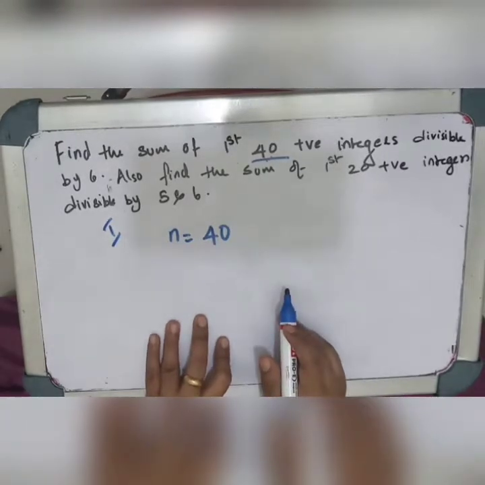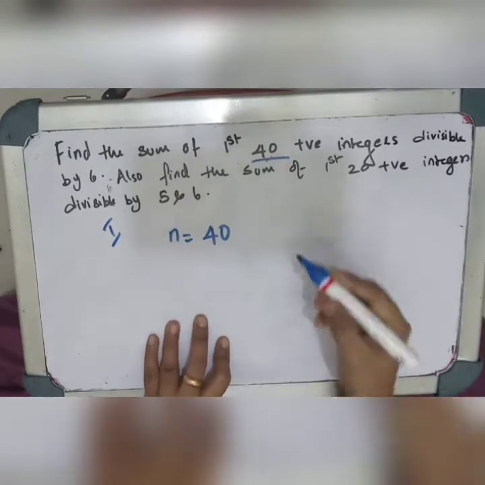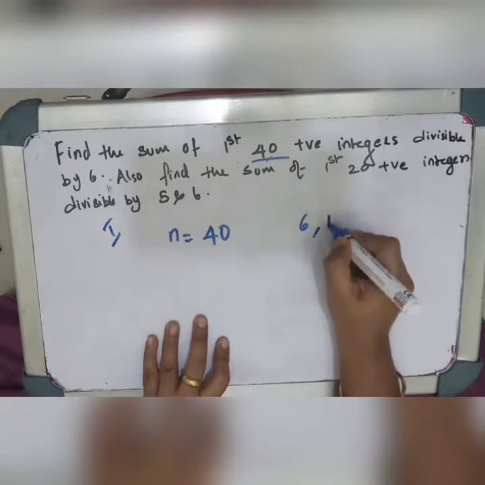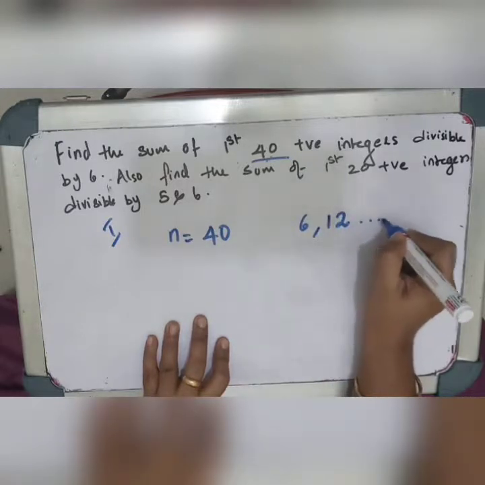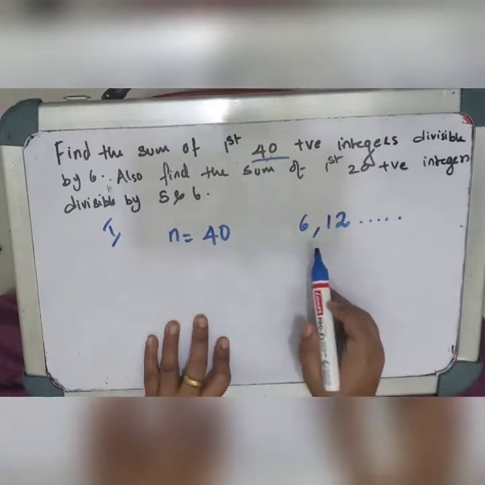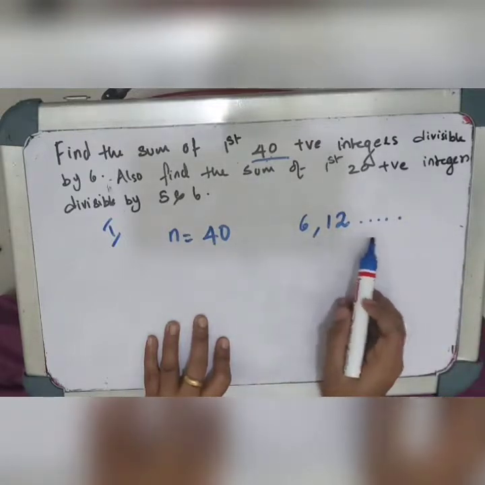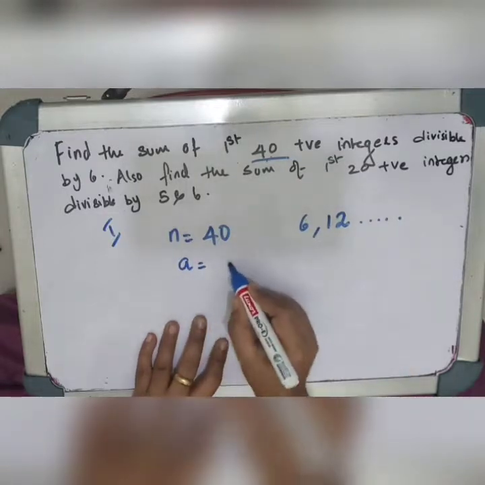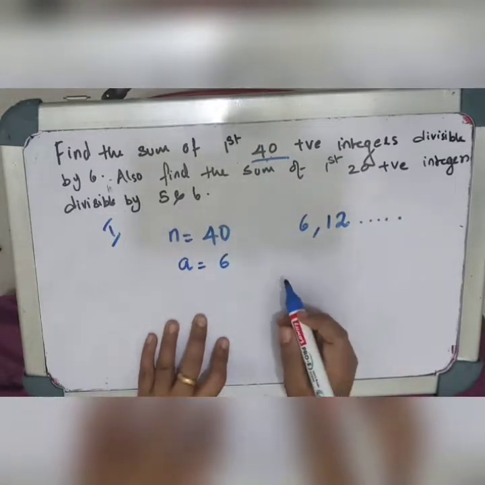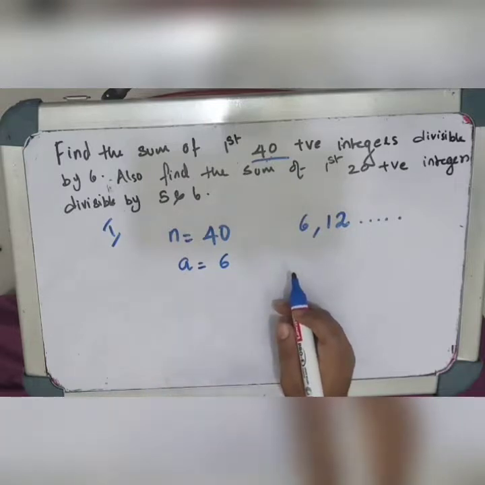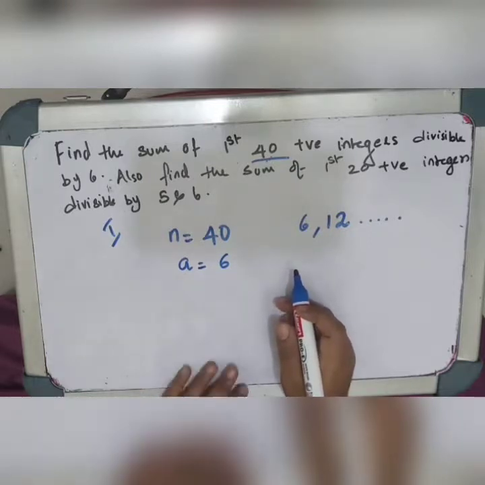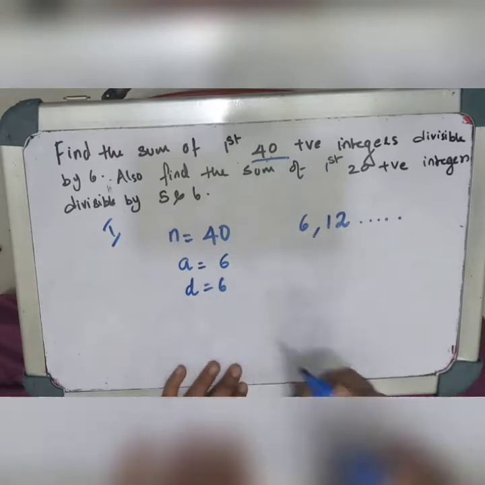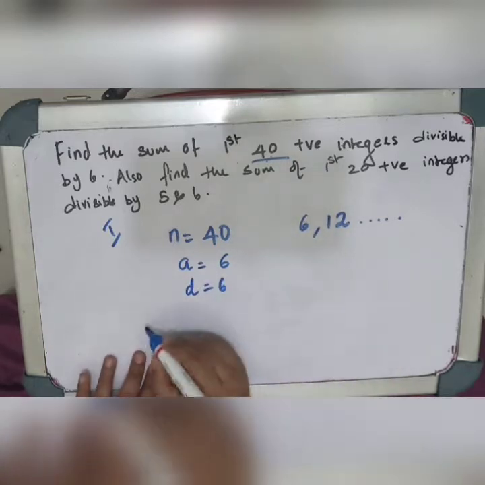So which are the first positive integers divisible by 6? The first positive integer is 6, the next positive integer is 12, and so on. So these are the first positive integers divisible by 6. So a, the first term of the series, is 6. Now each term divisible by 6 will be 6 apart. That is, the common difference is also 6.